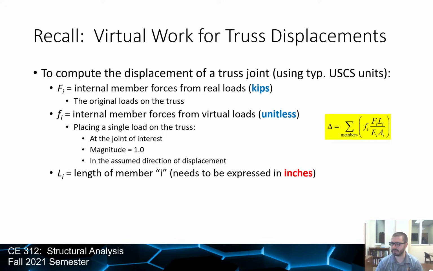Now, another thing that was worth mentioning is the length of the member, and it needed to be expressed in inches. One way of thinking about this, and this will become clear later on in this lecture, is that in order to use the method of virtual work, if we're using conventional units, then we basically employed a unit conversion factor of 12. So we could take our raw data, our member lengths in feet, and our member forces in kips, et cetera, and we could just multiply everything by 12, and that would have worked as well. And I mentioned that because we're going to have a similar unit conversion factor for beam deflections later on.